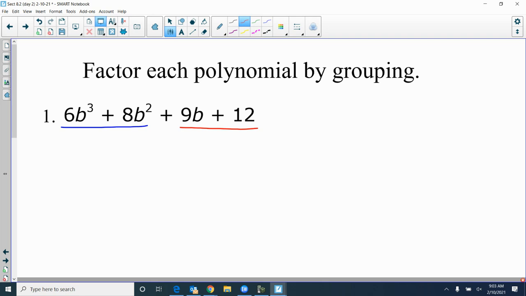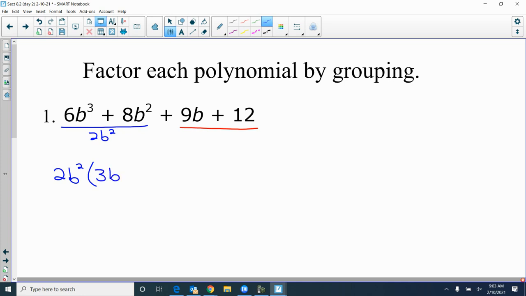So look at those first 2 values. Zane, do you know what the GCF would be for those first 2? 2b to the second. Okay, so now I'm going to take that and put it out front, and I'm going to divide them both by 2b to the second. What's 6b cubed divided by 2b squared? 3b, there we go.